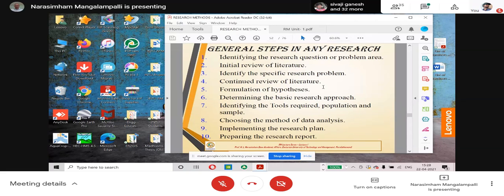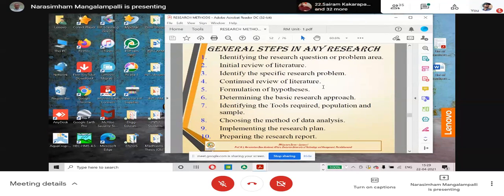That means here tools required means the techniques you are going to adopt, whether it is an experimental one or it is a mathematical simulation or it is a data collection through sample surveys or questionnaire and interviews or computer software application. So like that, in seventh step, you will identify the tools that are required to analyze the data if you already have, or to collect the data and then analyze it.